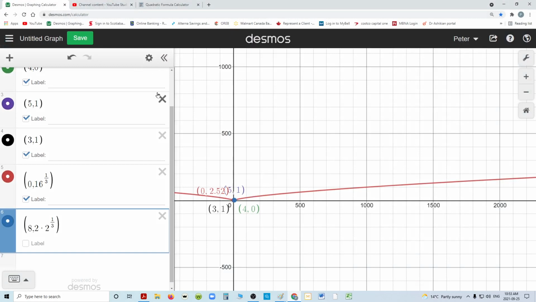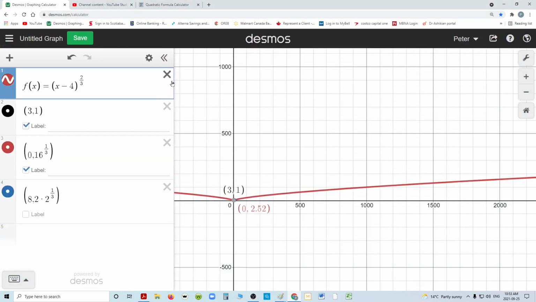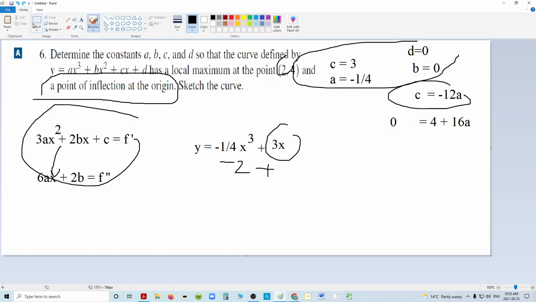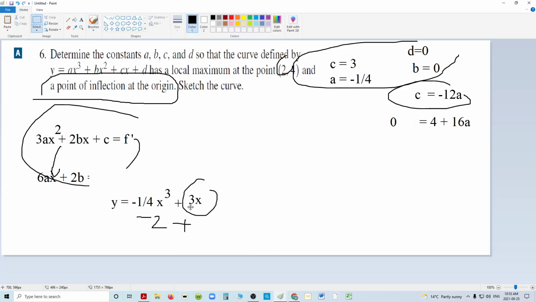I'm going to get rid of all these points here. And I'm going to do y is equal to negative a quarter x cubed. I'm going to turn off the graph to give you a rough idea of what the graph looks like before doing this. And then it's plus, what was it, plus 3x? Okay, what would that graph look like, assuming I got it right?